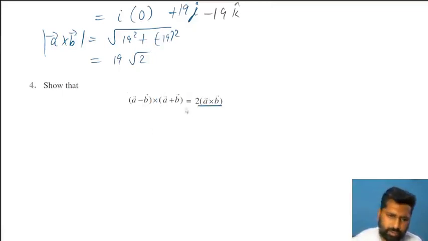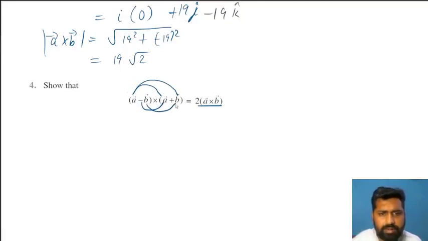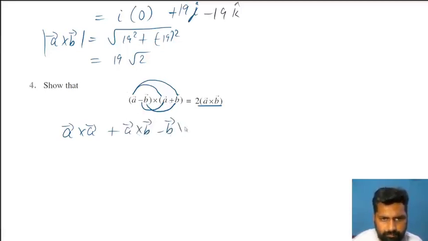Okay, so how do we get this result? You literally multiply A with A, with B, using the distributive property, and then you multiply B with A, minus B with A, then B with B. Let's do it. So A cross A plus A cross B. First we have done with A, now do it with B. Minus B cross A minus B cross B. Okay. What's A cross A?